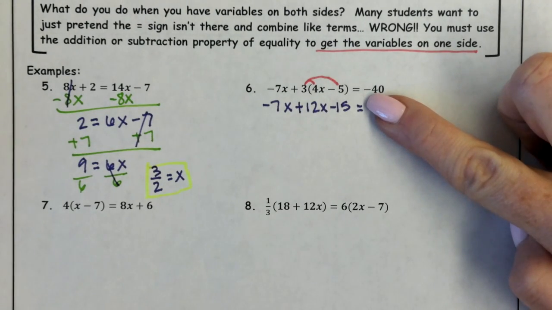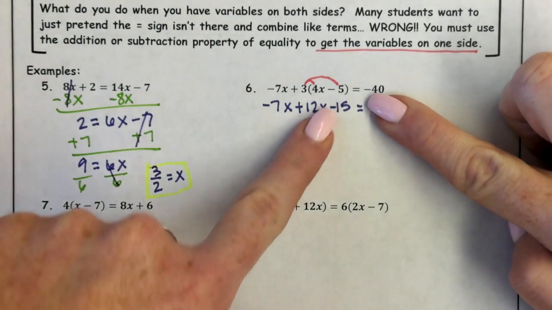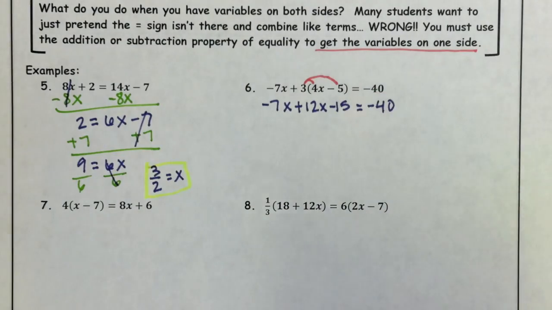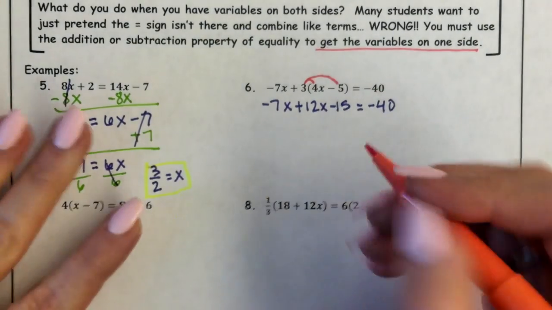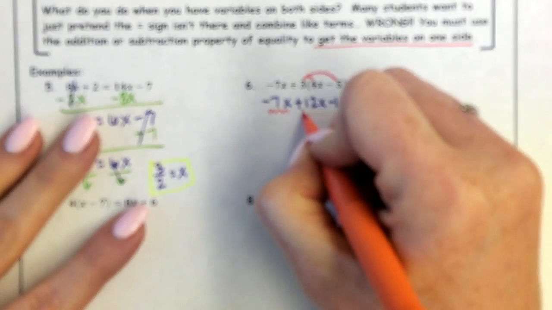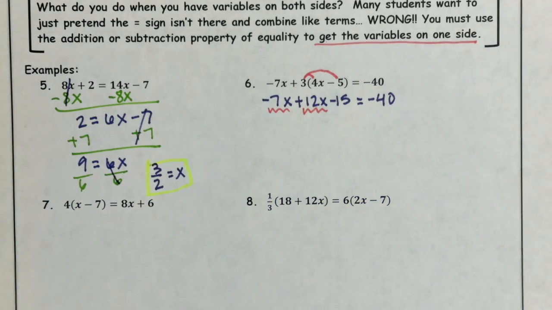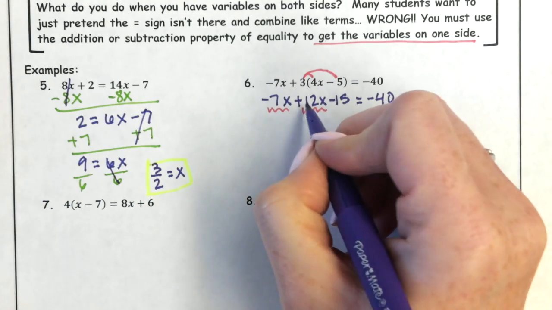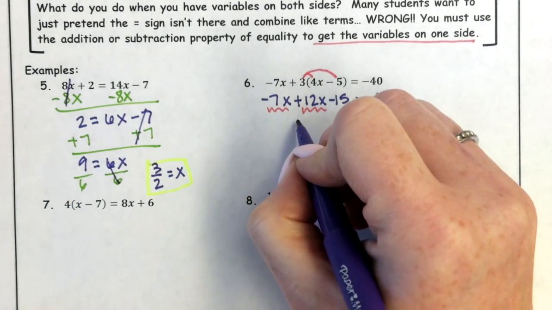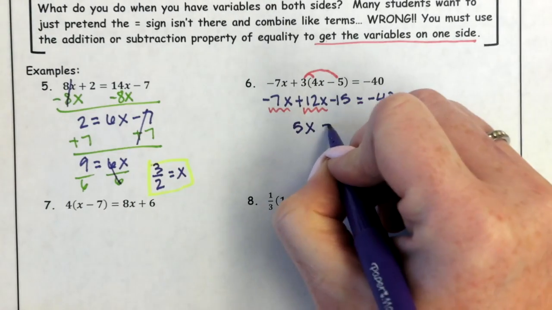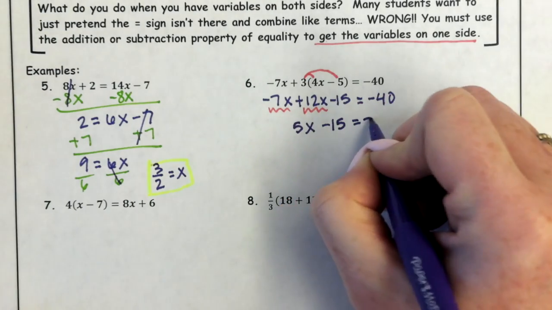Are there like terms over here? Oh, look, there's 2 that have an x. So that means that before I can move on, I need to combine my like terms. Okay, so negative 7x plus 12x combines to give me 5x minus 15 equals negative 40.